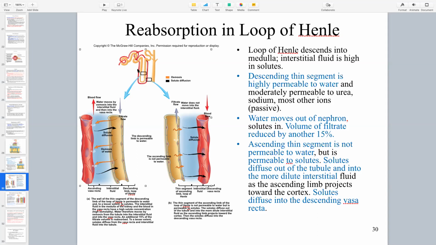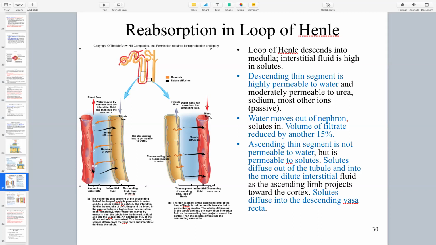Now as that blood moves up through this U-turn, that blood is very salty. What's going to be attracted to salt? Water. So that water that's moving out here on the descending limb doesn't just stay in the interstitial fluid space. We want it to go directly into the blood vessels.